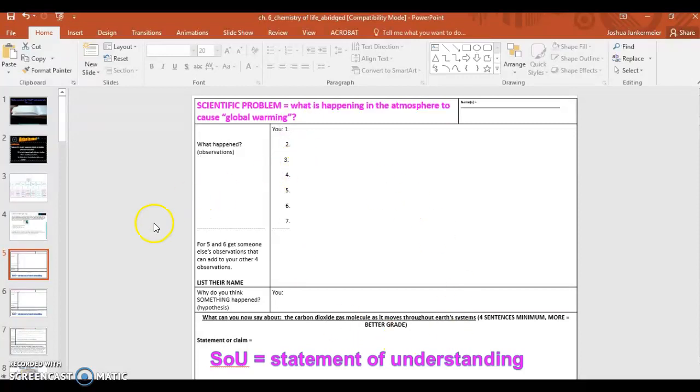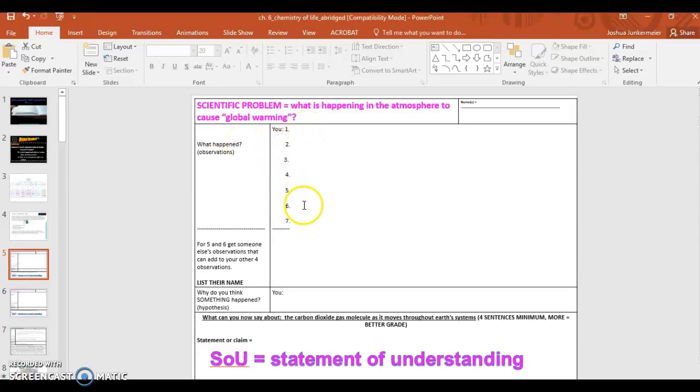Anytime we do this kind of activity, it always starts with a worksheet that looks just like what you're looking at now. And what you're going to do is look at first just the simulation overall. We'll try to collect as much information as we can from it. That'll be our observations, or what's happening.